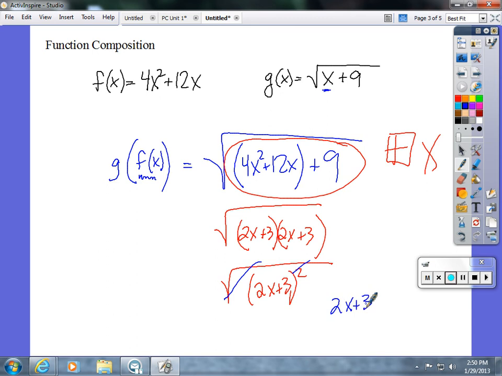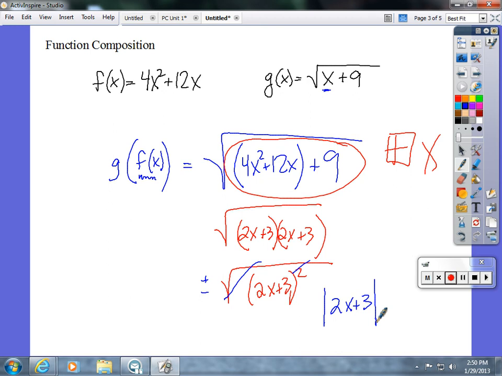However, to accommodate the fact that every square root has a positive and negative root, we would have to put this in absolute value bars to satisfy that. Because every absolute value bar also has a positive or negative answer.